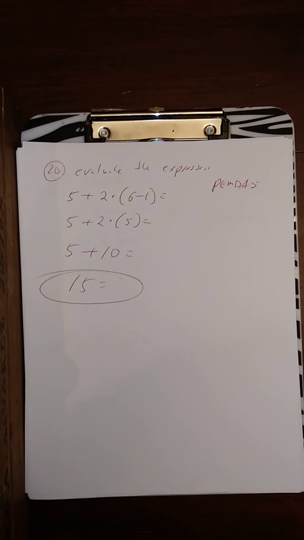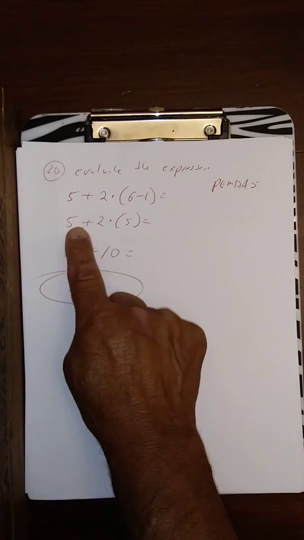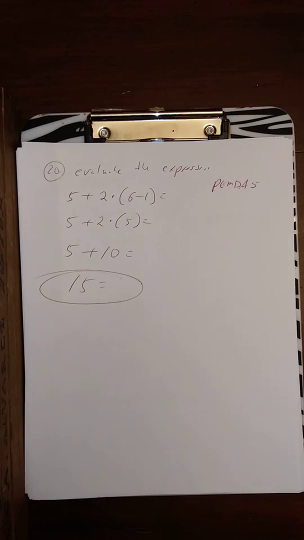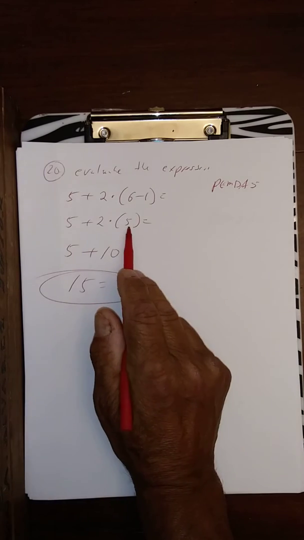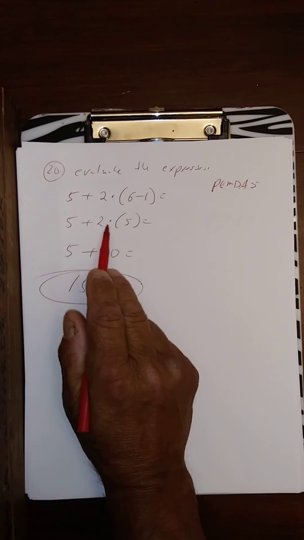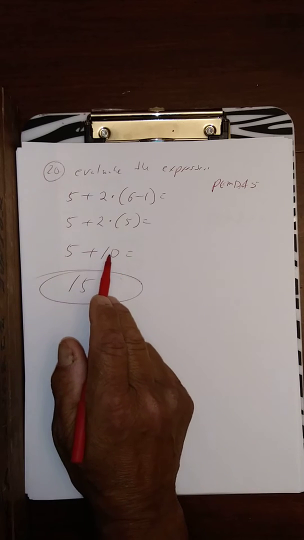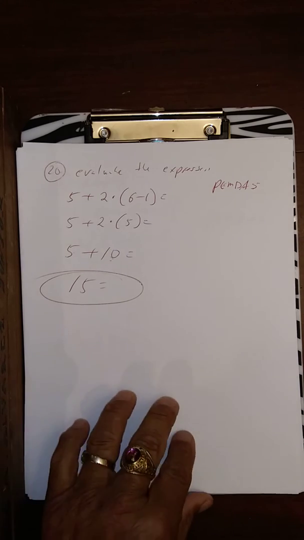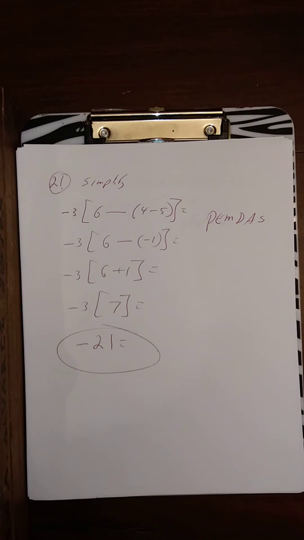Evaluate the expression. Alright, so first you got to do the parentheses first. 6 minus 1 is 5. And then we got to do multiplication. 2 times 5 is 10. 10 and 5 is 15. And we're done. Yes, you can do a calculator if you want to. Alright, next one.